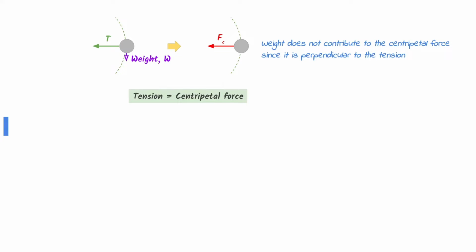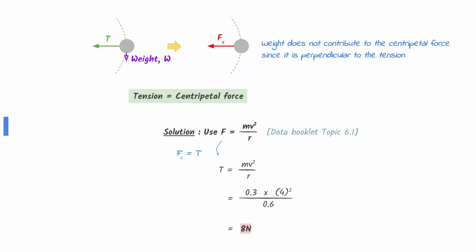When the string is horizontal, the centripetal force on the ball is the tension in the string. Use the equation given in the data booklet. Substitute centripetal force for tension. Put in the values given in the question to find your answer.